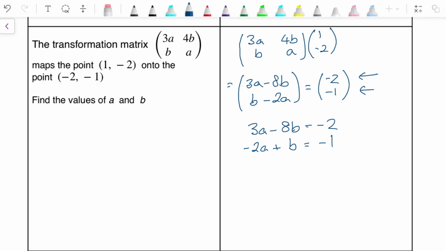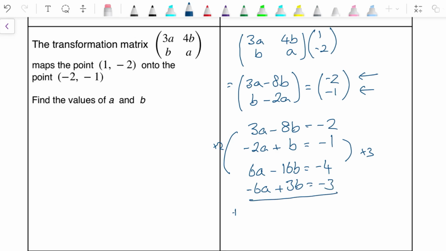Now, back to GCSE simultaneous equations. So I'm going to multiply the first one by 2 and the second one by 3. So the first one by 2 gives me 6a minus 16b equals -4. And the second one multiplied by 3 is minus 6a plus 3b equals -3. Right, okay, now I've got a plus and a minus, so I'm going to add these together. Gives me minus 13b is equal to -7. I was really hoping for some nicer numbers there, but those numbers are not nice at all. So therefore b equals 7 over 13.